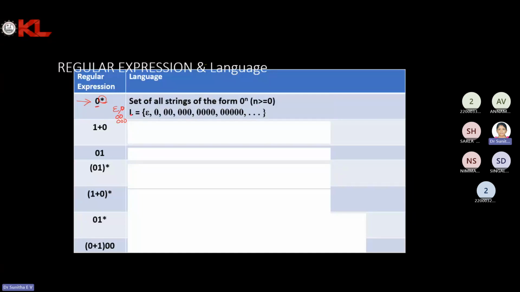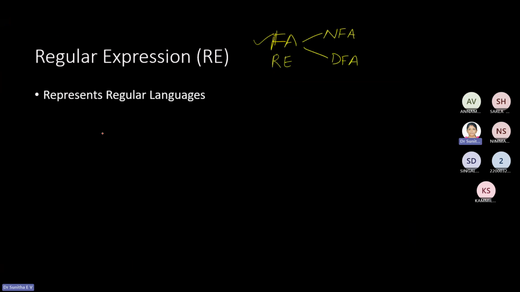Every regular expression represents a language. So 0 star is representing a language which is like this: epsilon, 0, 00, 000, like that. Any n number of occurrences of 0. One string may contain n number of zeros. The n can be 0 or more. That is the meaning of star. Then 1 or 0. I think we missed something in between.